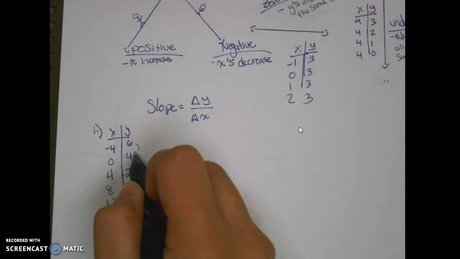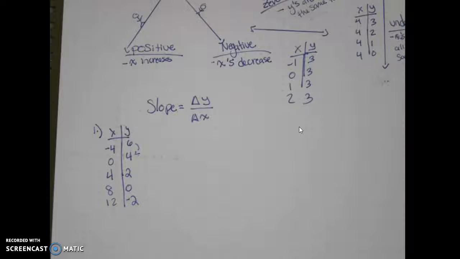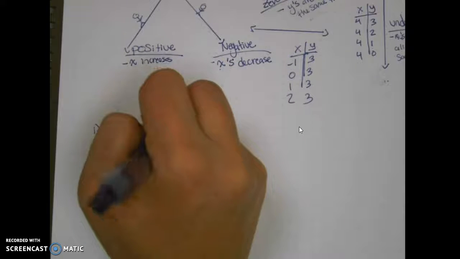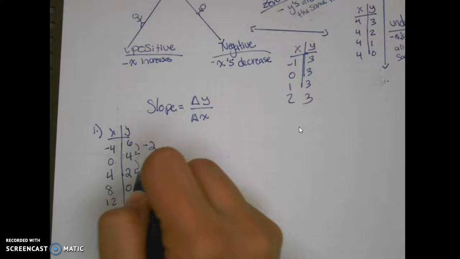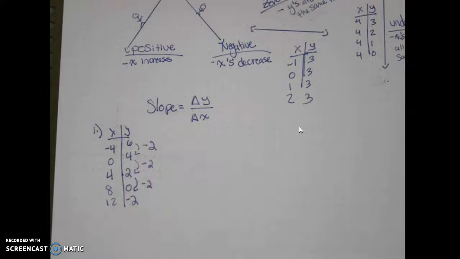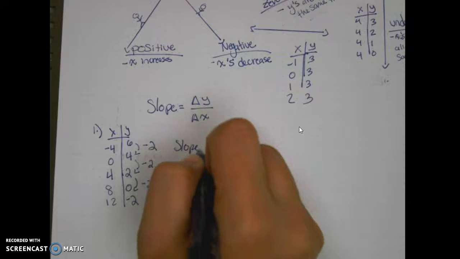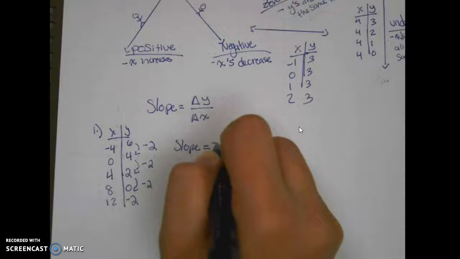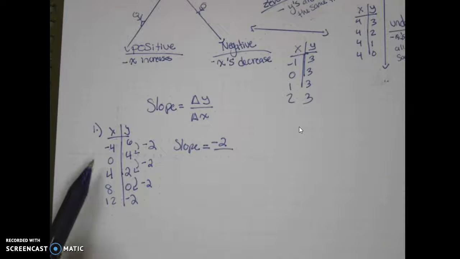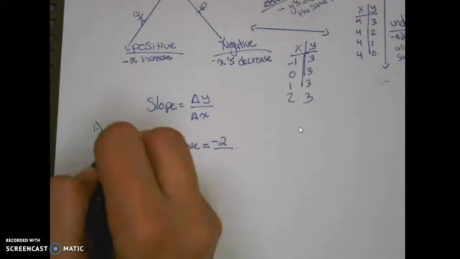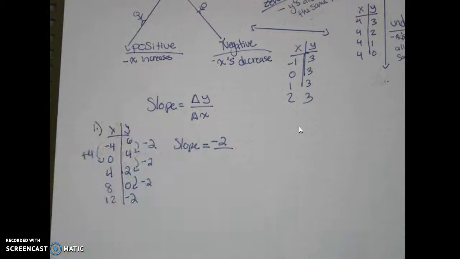First I want to do my y's. From 6 to 4, if I have $6 and now all of a sudden I have $4, that means I lost $2, which is -2. I'm going to check and verify that this is all the same, which it indeed is. Now I have my change in y, which is -2. For my x, from -4 to 0, if I owe you $4 and I do something to make me owe you no more money, I would give you $4.